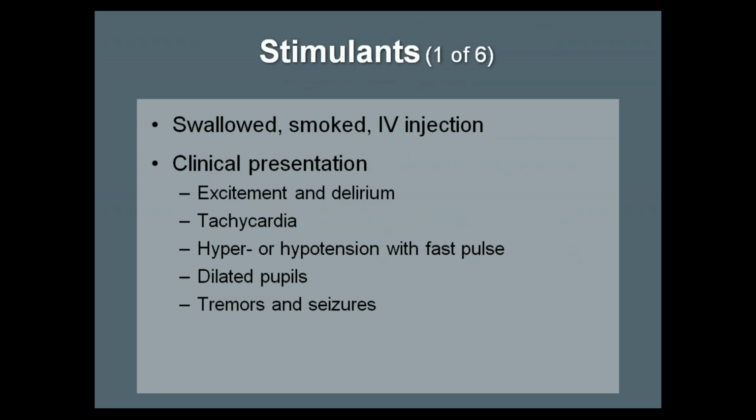Stimulants can be swallowed, smoked, or injected IV. I think there are probably other ways you can take a stimulant. Clinical presentation is excitement and delirium, tachycardia, hyper or hypotension with a fast pulse, dilated pupils, tremors and seizures. These are the patients we go on where they're acting crazy, and it's taken 3 cops to subdue a 20-year-old, 98-pound female, because she's on meth and having all these symptoms. And are we doing our best to evaluate that patient and get to the bottom of what's going on?